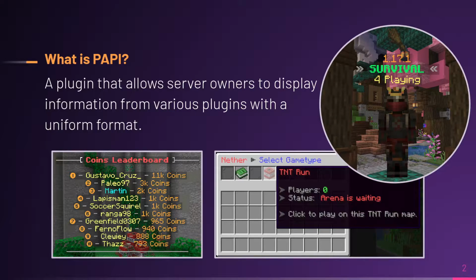So as you can see here, here's one example in a hologram, and you can see it says for playing. This is actually taking from a placeholder expansion. It's the amount of players who are playing in that server, and it's just returning it. You can also see over here for TNT Run, which is a plugin that we're using in the game mode. And you can see for this particular arena, it's taking the amount of players and displaying it, and then the actual status of the arena, it's also displaying that too.